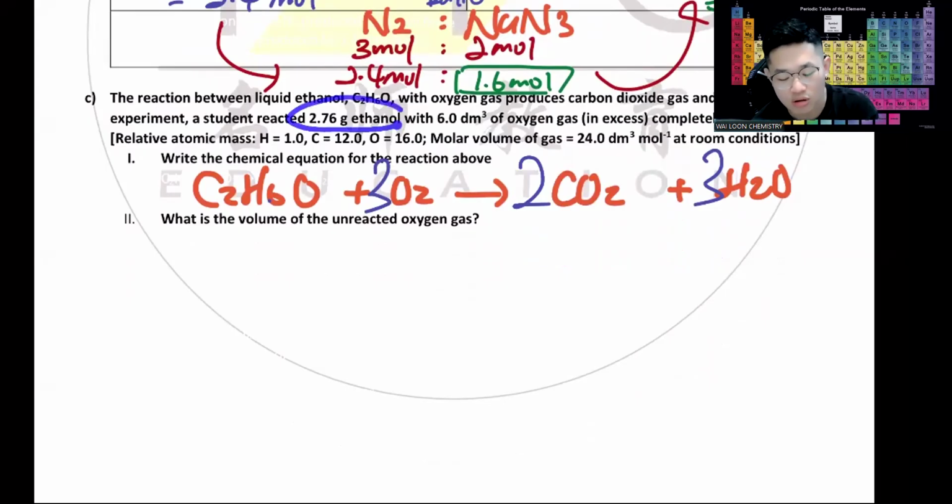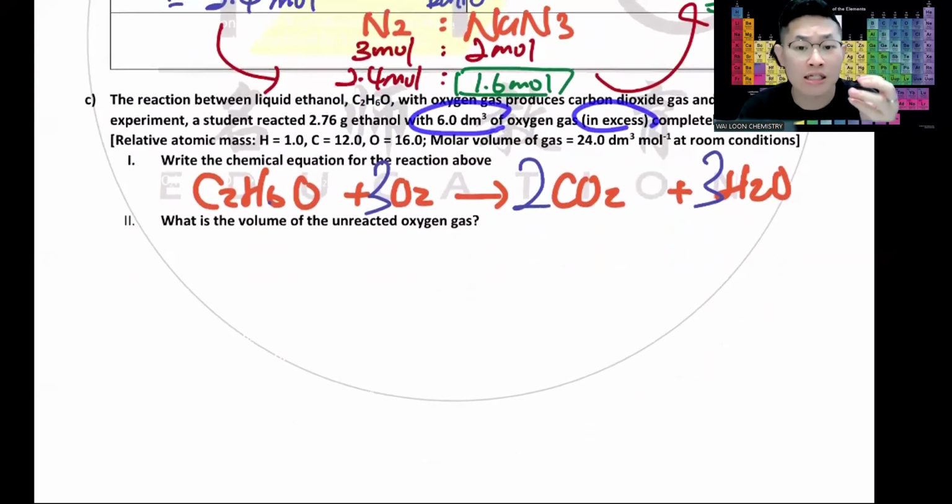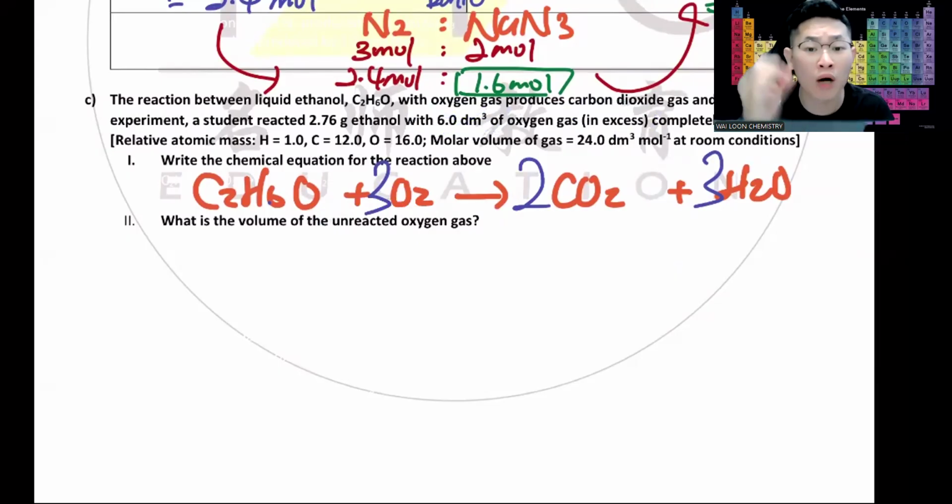2.76 gram of ethanol reacts with 6 dm³ of oxygen gas in excess. In excess means this is not the real number. You don't need this much oxygen gas. 6 is already more than what is needed. So that's why the question asks you to find unreacted oxygen gas. So you see, this is not the actual number. I want to find out what is the actual number. So this is what I do, guys.